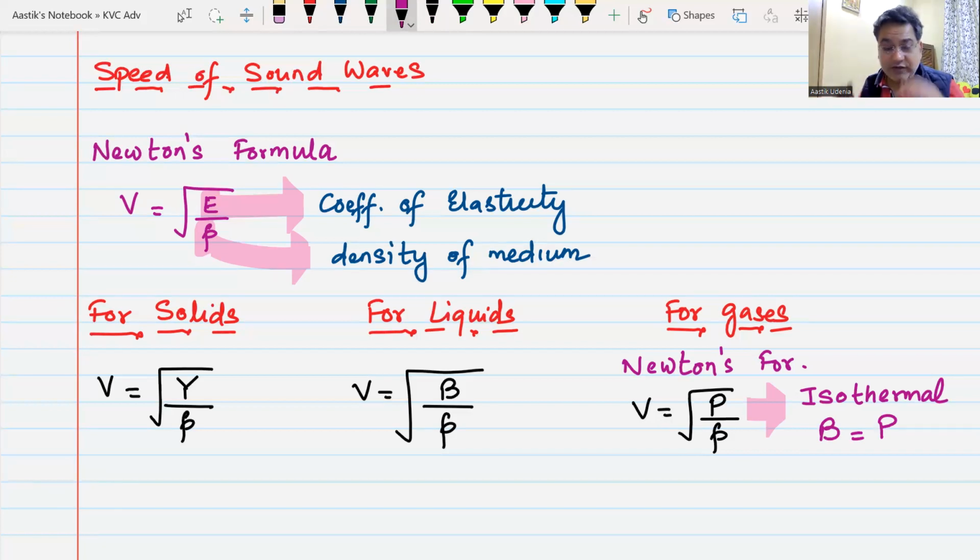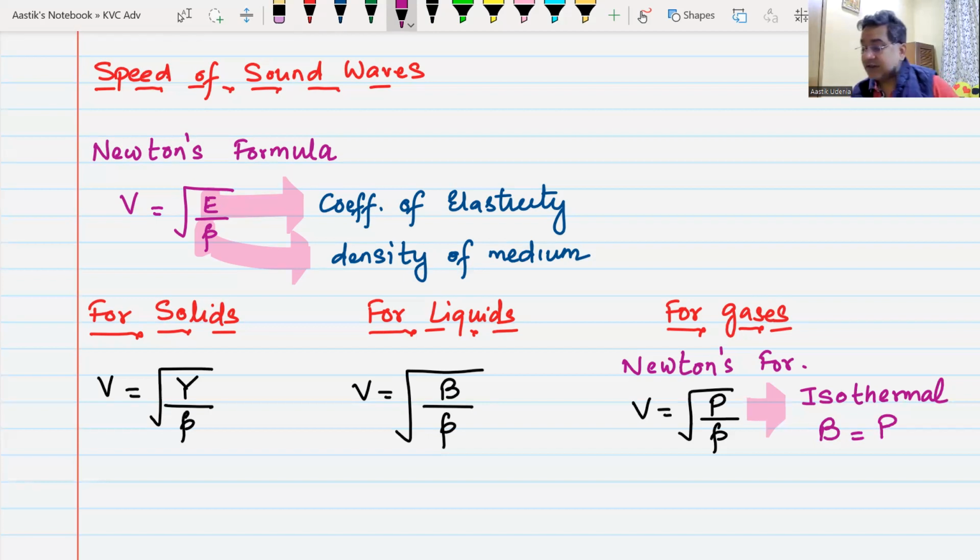But when we put the value of P, atmospheric pressure, and the density of air, the speed of sound does not come correct. That means there is a problem with this formula. The speed of sound is actually 332 meter per second. It does not mean that it is not bulk modulus divided by rho. It is bulk modulus divided by rho, but that bulk modulus should not be calculated for isothermal process.